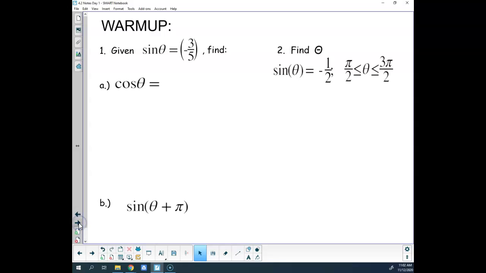Okay? So, two warm-up problems here. The first one is: given that the sine of theta is negative 3/5, find me the cosine of theta and find me what the sine of theta plus pi is. And then the second one, I want you to find theta, given the fact that the sine of theta is negative 1/2, and that theta lies within that range. So find me those two. Good warm-up problems.